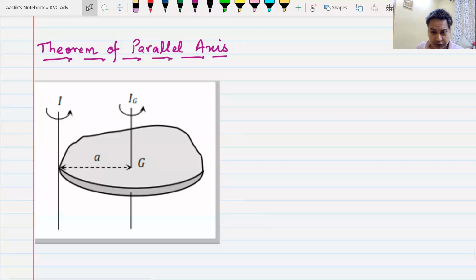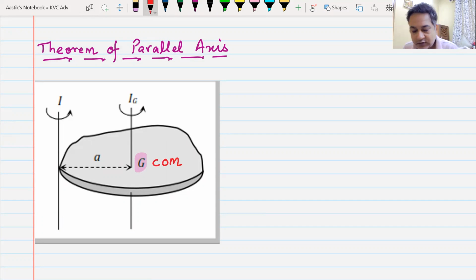So you may have a body of any shape. It can be a 2D body, it can be a 3D body, a body of any shape. Any body will have its center of mass or center of gravity. What you see here is the center of mass, COM of the body. Now, there are infinite axes that you can pass through the center of mass. This is one of those axes which passes through the center of mass.